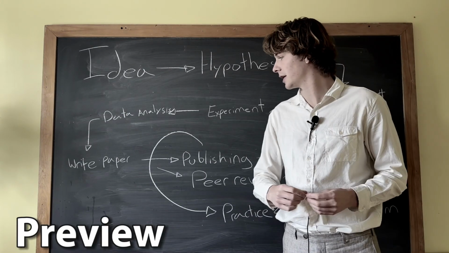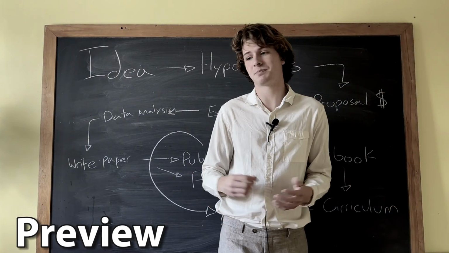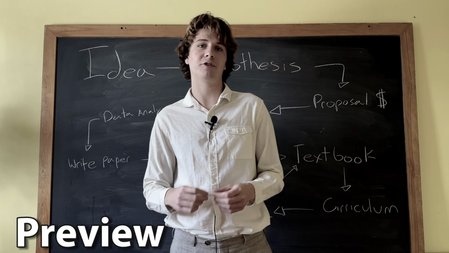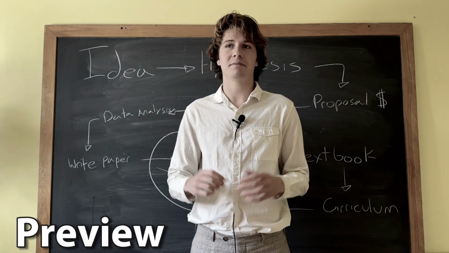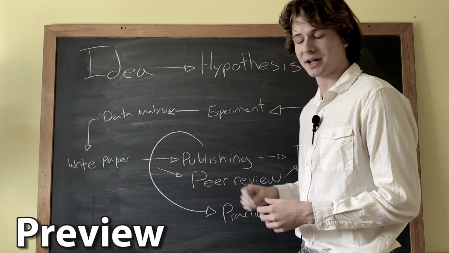This little flowchart here is essentially how an idea gets published and how it gets implemented into practice, right? The full A to B, A to Q or something. You know, this is how it gets done.